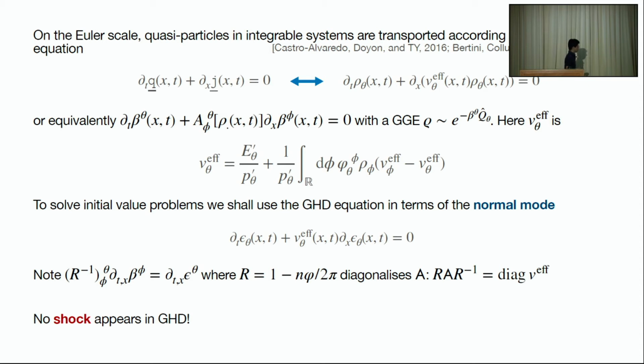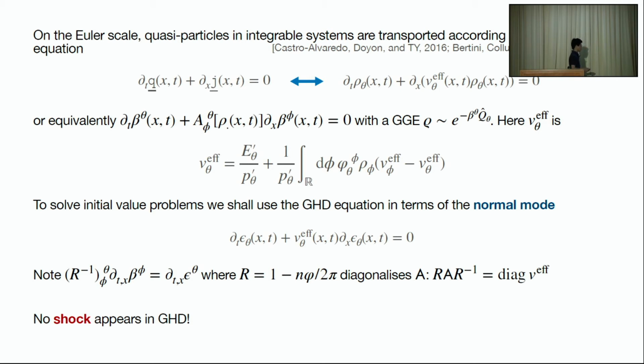So for practical purposes, I'm also going to introduce the mode that we call the normal mode, which satisfies this kind of equation. And this epsilon is defined in this way. Once you know the beta, you can get epsilon by this transformation, where the matrix R is given in this way. This is a matrix labeled by the quasi-momentum, and as it turns out, it also diagonalizes the matrix A, the Jacobian matrix, and its eigenvalues are the effective velocities.